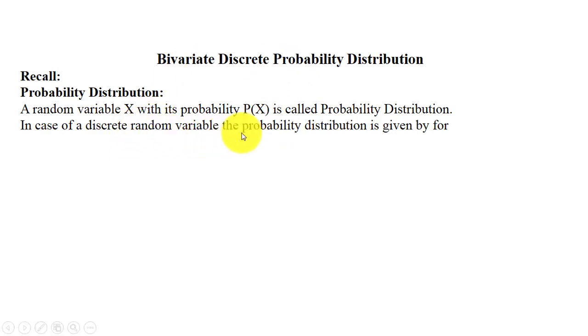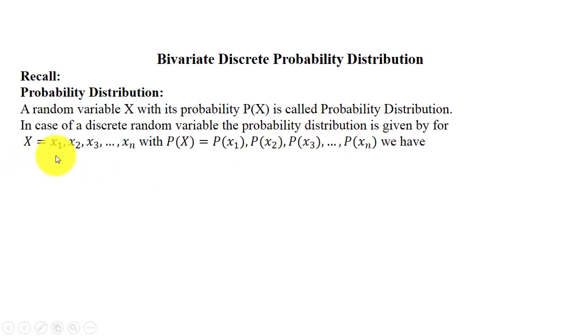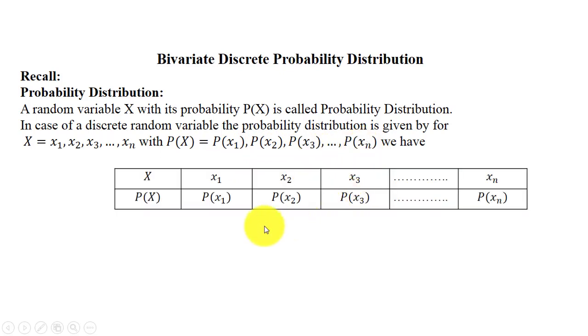In case of a discrete random variable, the discrete probability distribution for a single random variable x is given by: let x assume the values x1, x2, x3 and so on up to xn with the corresponding probabilities p of x1, p of x2, p of x3 and so on up to p of xn. Then we have the following table: the values of x, x1, x2, x3 and so on xn, and the values of p of x, p of x1, p of x2, p of x3 and so on p of xn. Then the random variable x with its probability p of x is called a probability distribution.